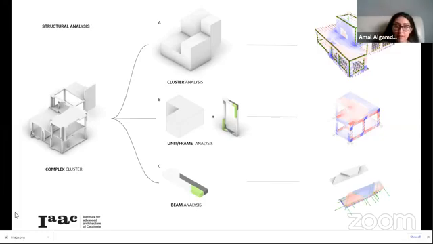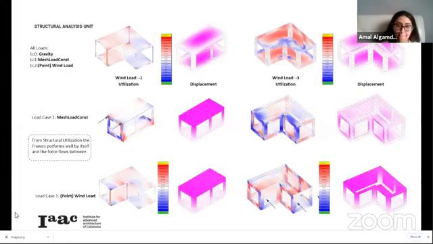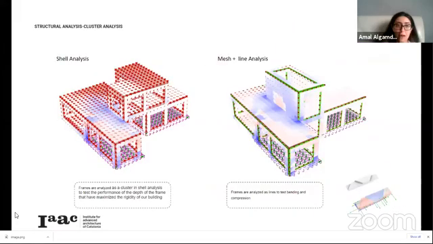For the structural analysis, we tested our building in three different aspects: as a cluster, as a frame, and as a beam. From structure utilization, the frames perform well by themselves, and the force flows between these split frames. For the cluster analysis, we wanted to test the frames as a shell analysis. The frames were analyzed as a cluster to test the performance of the depth of the frame that maximized the rigidity of our building. We also created a mesh line analysis to analyze the bending and the compression that happens on these frames.